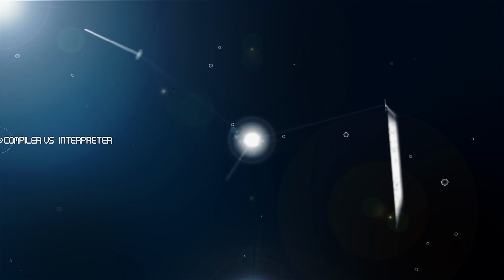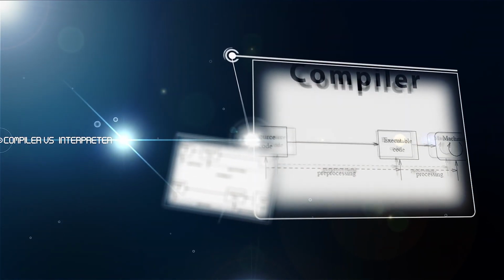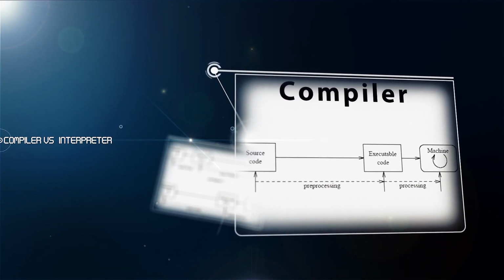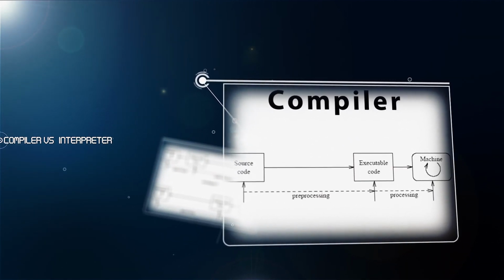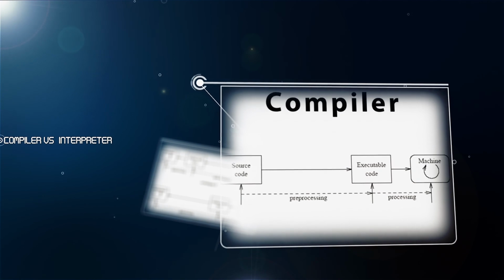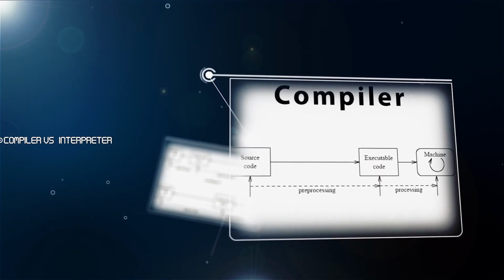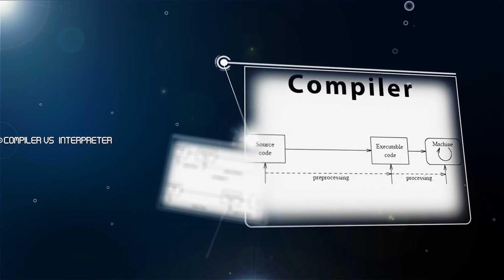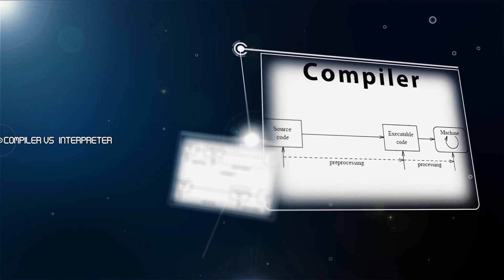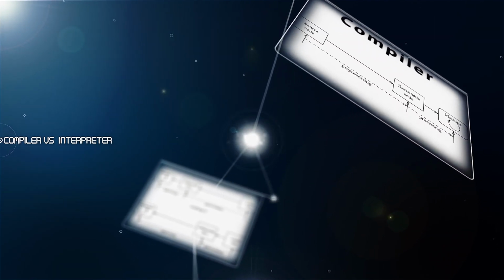Here are some compiler characteristics. Spends a lot of time analyzing and processing the program. The resulting executable is some form of a machine-specific binary code. The computer hardware represents the resulting code. Program execution is fast.